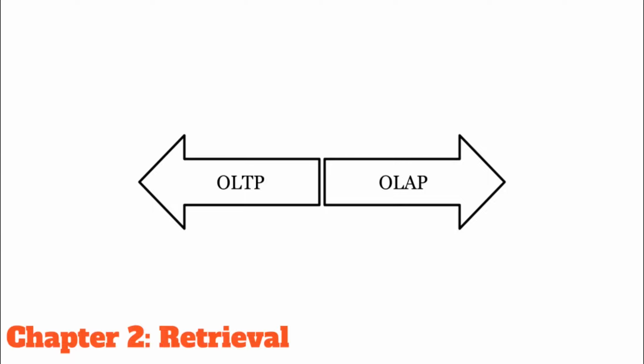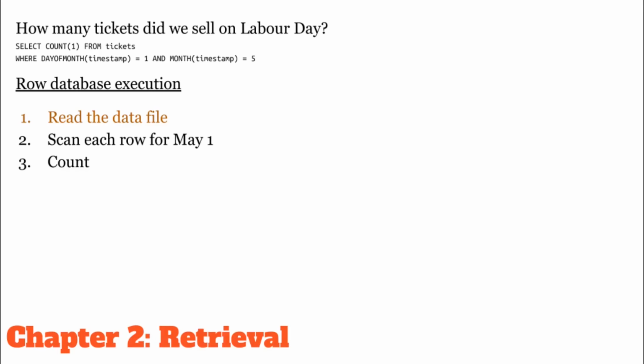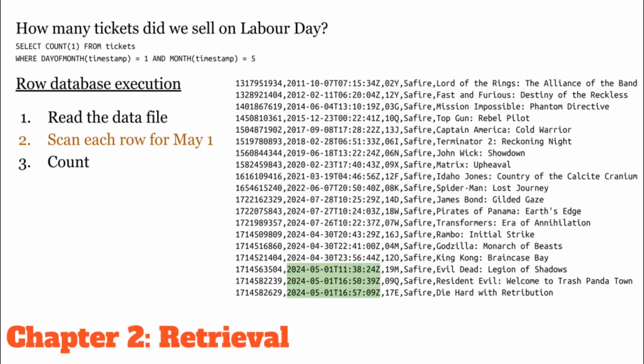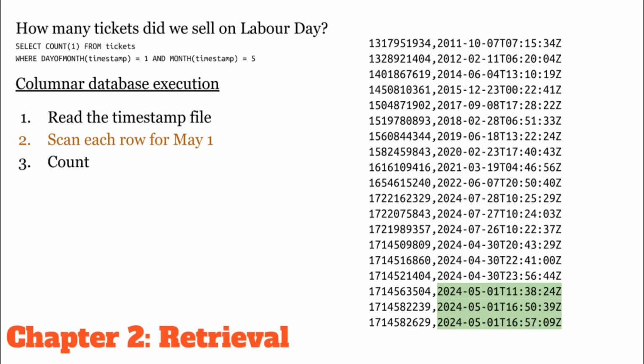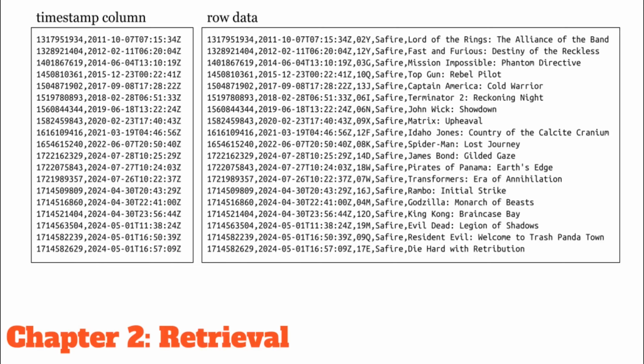Let's move on to seeing the execution of OLAP queries. In a row-based database, we read the data file, scan each row for May 1st, and return the count. The same 3 steps are executed by a columnar store, except in this case, the data scanned and read is much lower. The timestamp column file's size is 600 bytes to the row data file's size of 1.4 kilobytes. Thus, while the columnar execution plan is the same as a row database, for every 100 bytes read in the row database, only 40 bytes needed reading in the columnar database. Thus, we can expect that a columnar database will be around twice as fast as a row-based database for analytical queries.